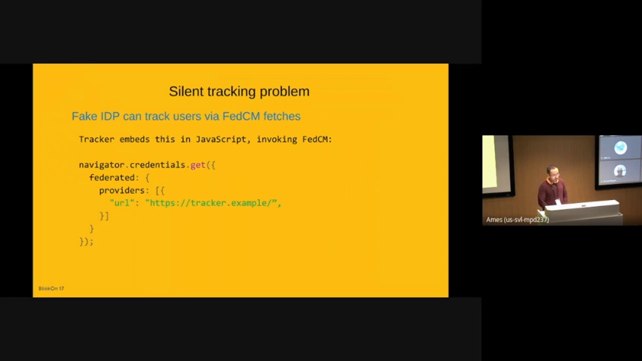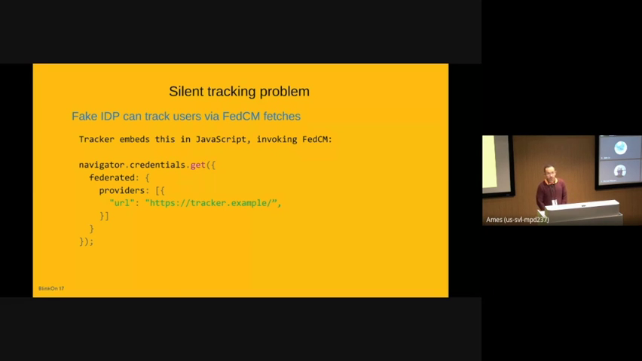Now, another improvement we've been working on, which is why I mentioned backwards incompatible changes, is what we call the IDP sign-in status API. So in order to talk about that, first, let me explain what we call the silent tracking problem.